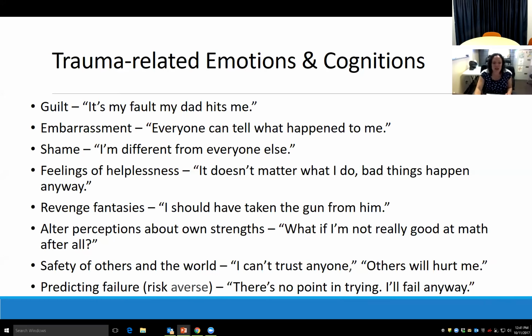So what I wanted to do next is take some time to look at the experience of trauma as it looks across the developmental spectrum, starting with the school-age child, so elementary, middle, and then looking at adolescence, because it really looks different, of course, as individuals develop.